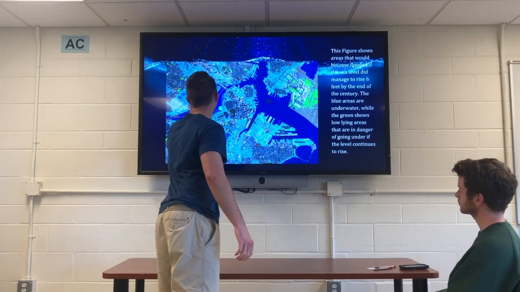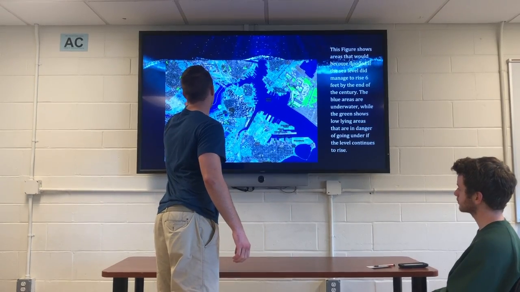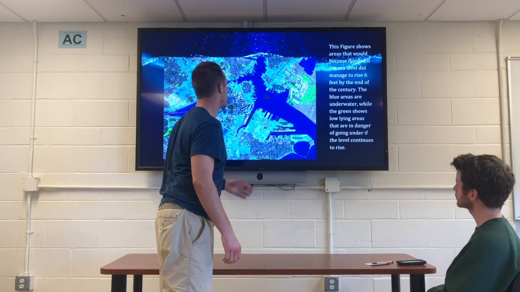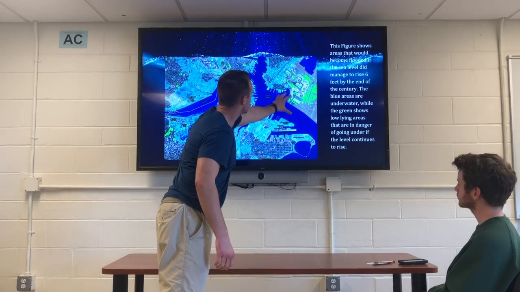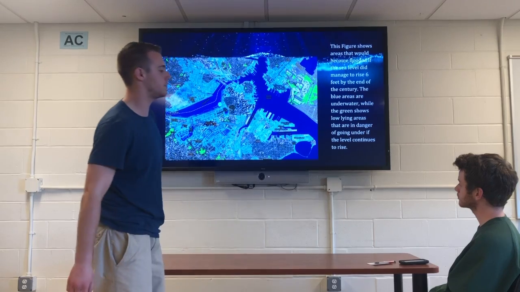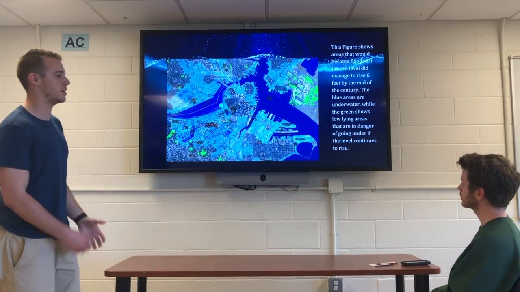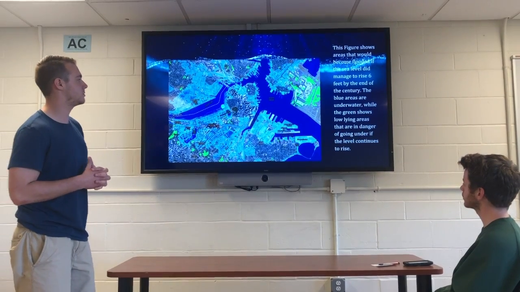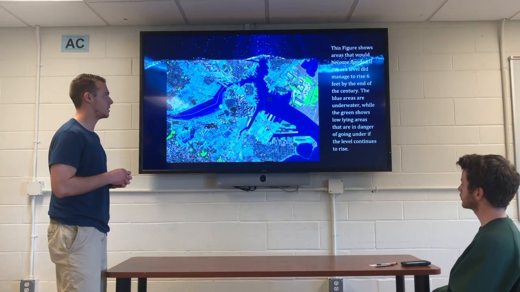So all of this in the light blue is considered underwater. All the green is potential for going underwater next. You can see that's the airport, Logan International Airport. That would majorly affect international travel, business, shipping. It would dramatically impact everything.